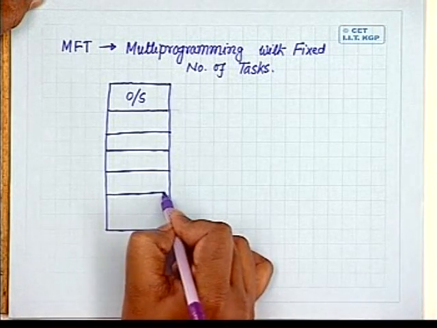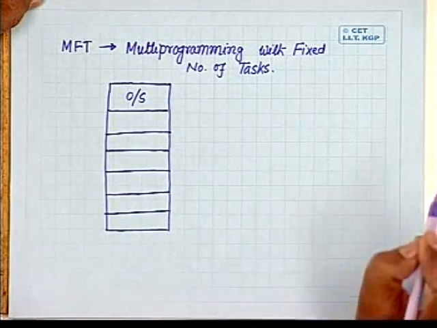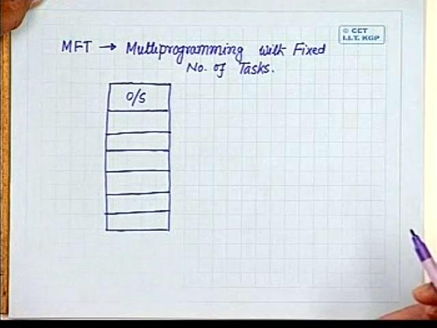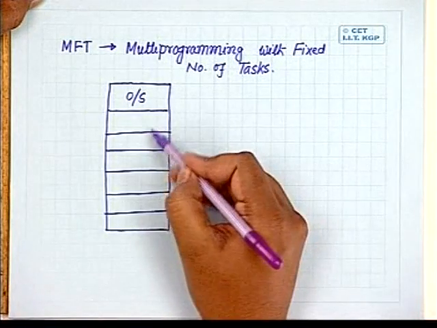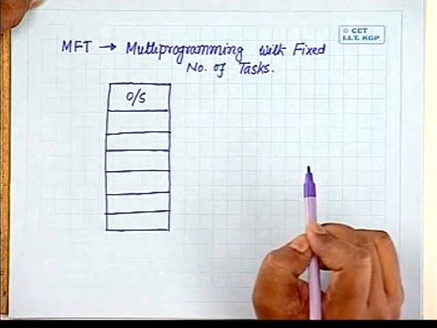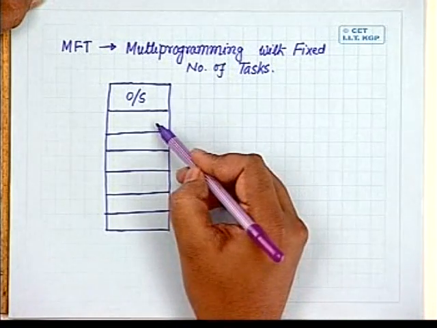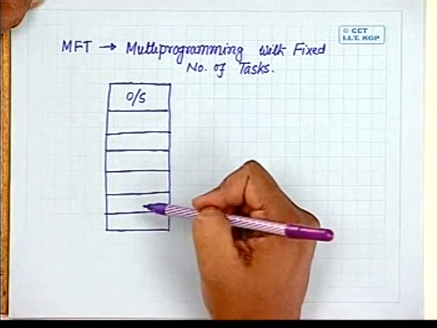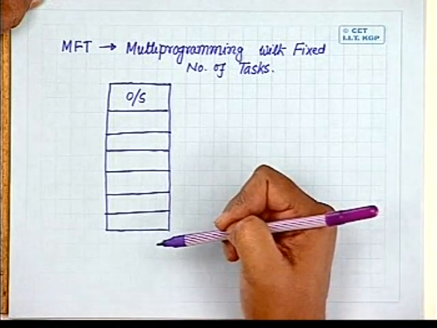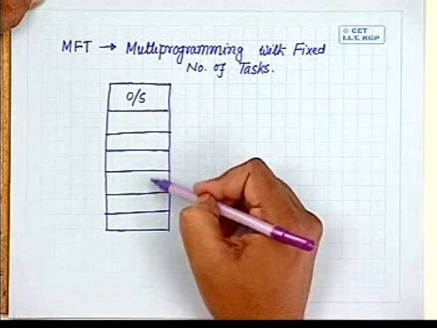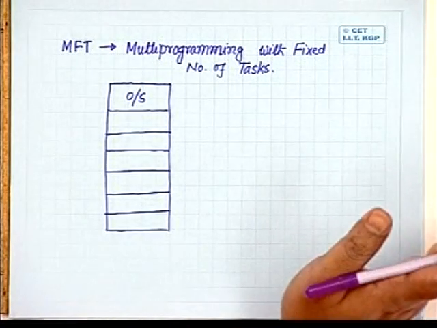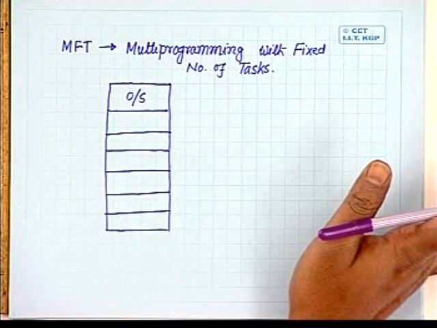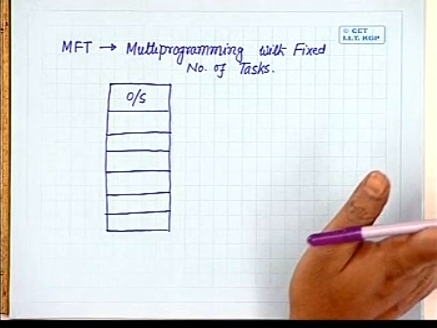Maybe these partitions are of equal size, or different partitions may be of different size. In general, let us assume that I have different partitions which are of different size. Each of these partitions can contain one user program or a job. Now, because I have a number of partitions and different partitions can have different user programs, the degree of multiprogramming is decided by the number of partitions you have. That means if there are 15 partitions in the user area, I can put 15 different jobs in those 15 partitions. Each of those jobs is ready for execution.